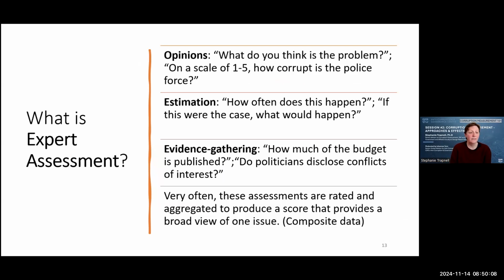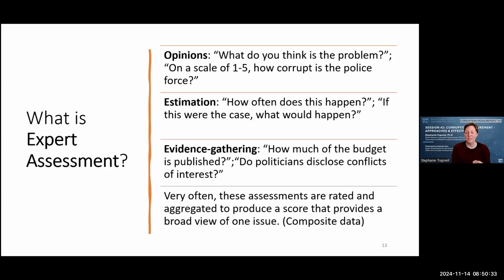So you can have expert assessment that is about opinions, and they get a survey, a questionnaire that says, what do you think the problem is? On a scale of 1 to 5, how corrupt is the police force? This sort of thing. And then you have the basket of educated guess, based on your own experience, based on your own knowledge. How often does this happen? And if this were the case, what would happen?